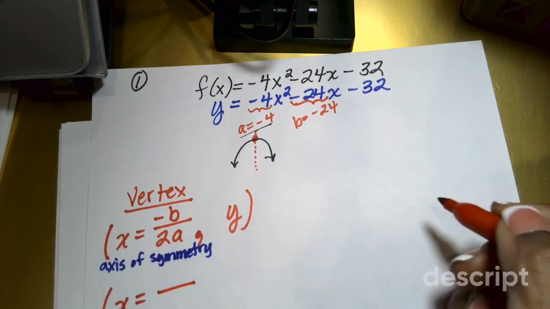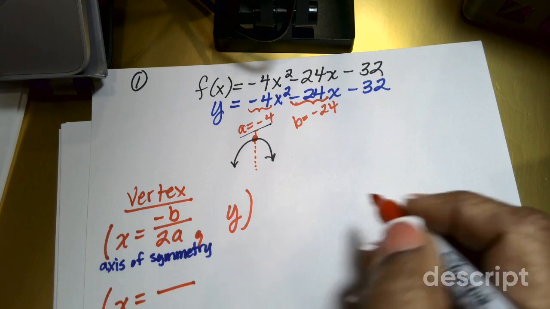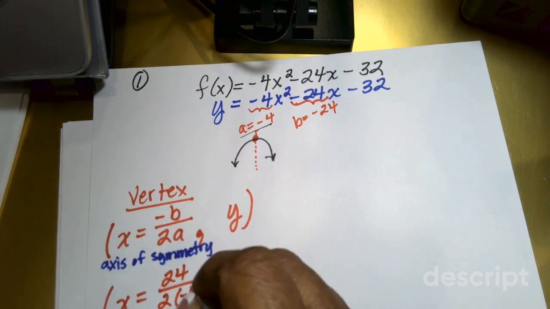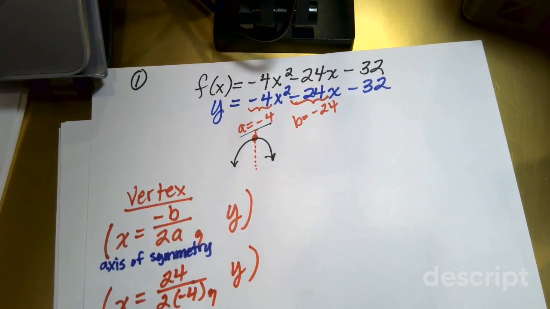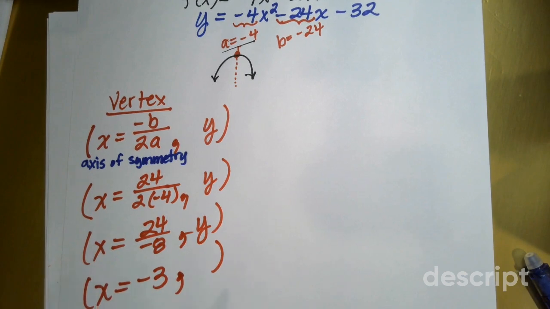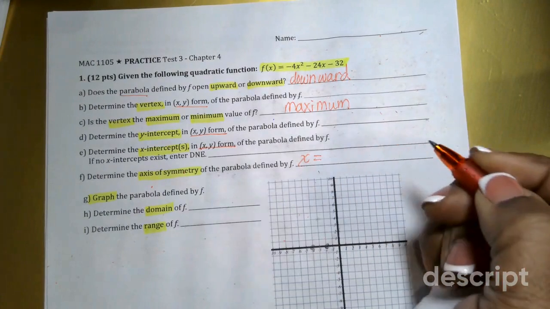So -b means the opposite of b. Negative times -24 is a positive 24. 2 times a, 2 times -4, is going to give us -8. 24 over -8 is -3. Now, we're already going to write the answer to the axis of symmetry. X equals -3. Part F, axis of symmetry, x equals -3.